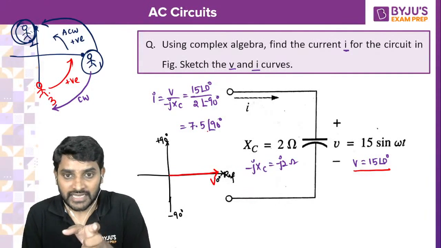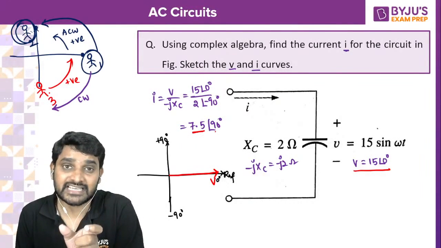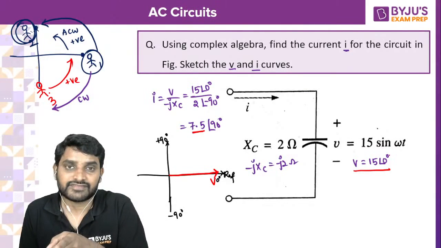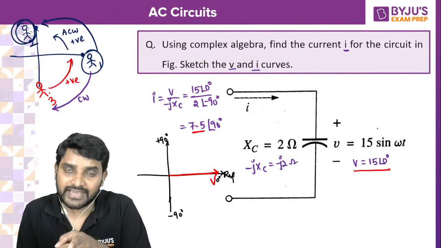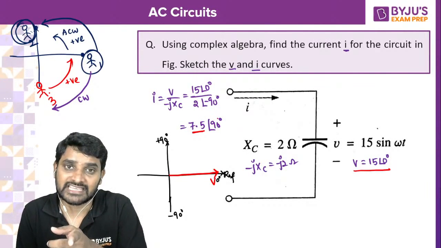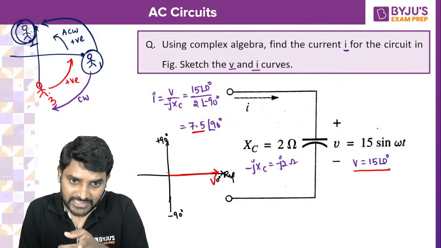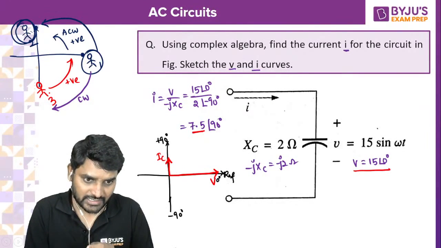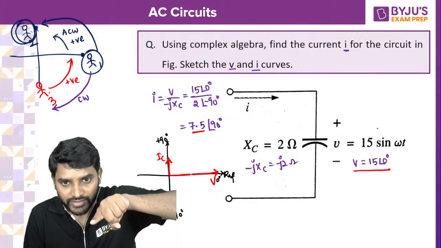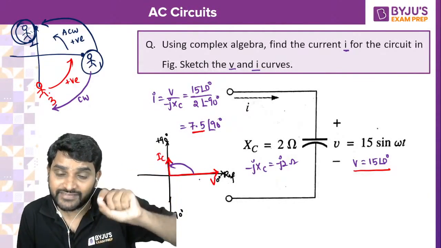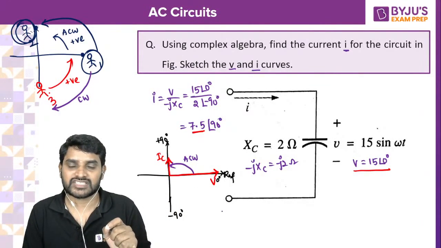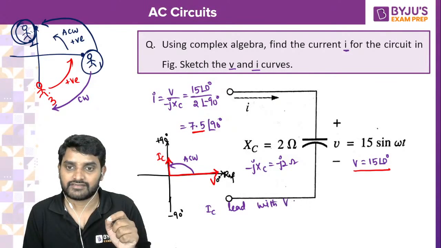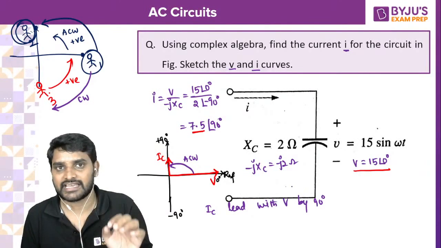Now where should I draw the current? The current is of 7.5 magnitude with a phase angle of 90 degrees, with respect to voltage. I have calculated it with respect to the voltage only. So the current angle is plus 90. Where is plus 90? Here. So here I have to write it. Now this is the capacitor current. Now the angle between voltage and current: if you are moving from voltage to current in anti-clockwise direction, you can define current as leading with respect to voltage. You can define IC leads VC or V by 90 degrees. You can write like this.